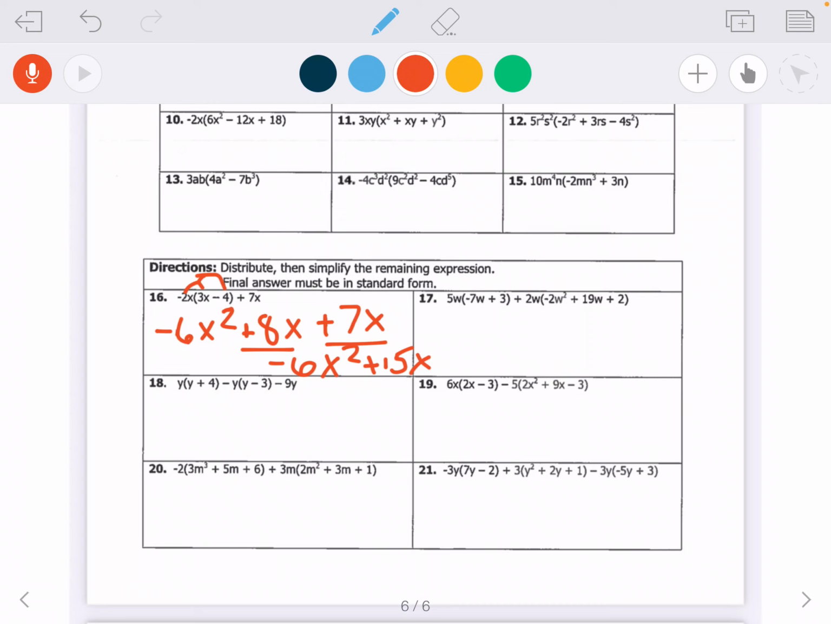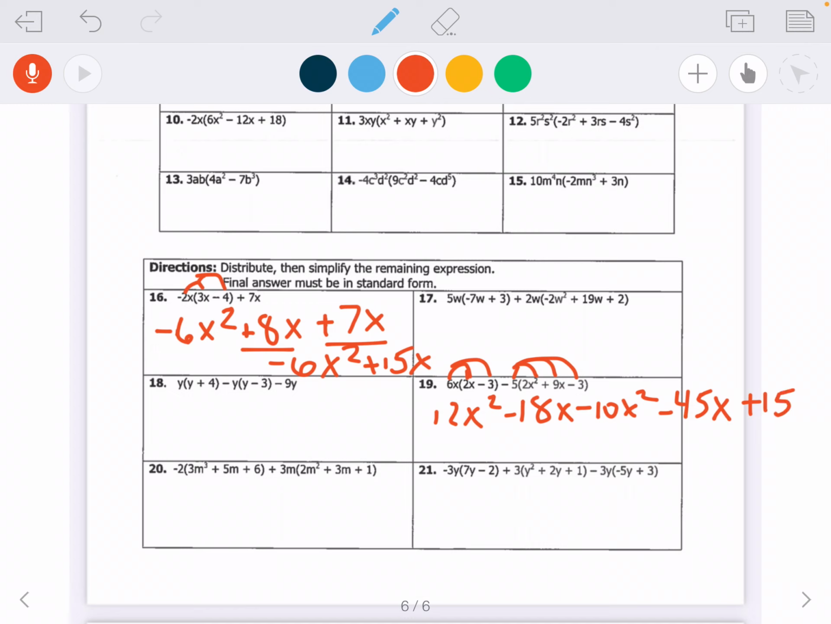Let's do one more. If you look at number 19, we have some sets of parentheses we have to multiply. So 6x times 2x is 12x squared. Then I have minus 18x. Now the second set of parentheses, we're going to distribute a negative 5. So that's going to give me negative 10x squared minus 45x plus 15, because it's negative 5 times negative 3.